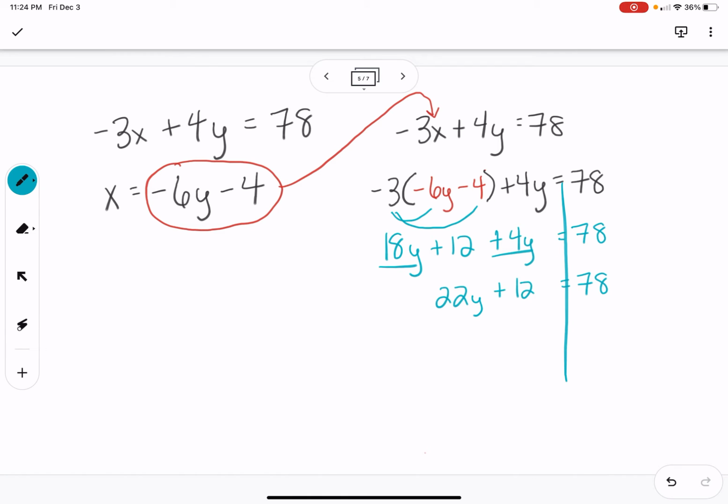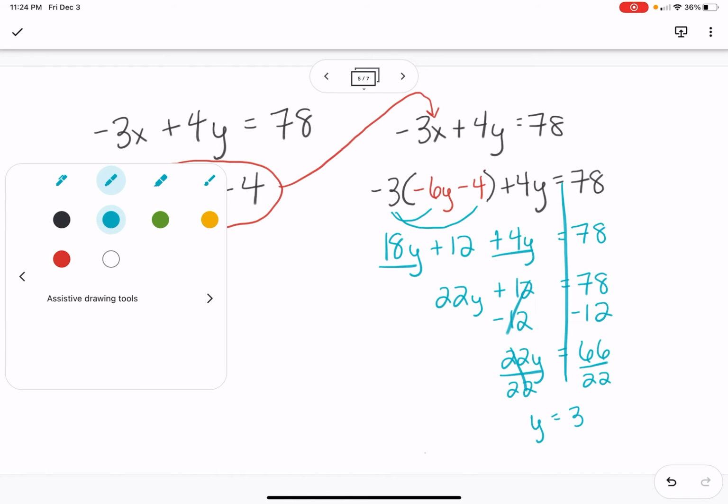So we get rid of the constant first. To get rid of a plus 12, we minus 12. What you do to one side, do to the other. Cross those out. 22y equals 78 minus 12. So 78 minus 10 is 68, minus 2 is 66. Y still isn't by itself. It's being multiplied by 22. So we divide by 22. 66 divided by 22 is 3.